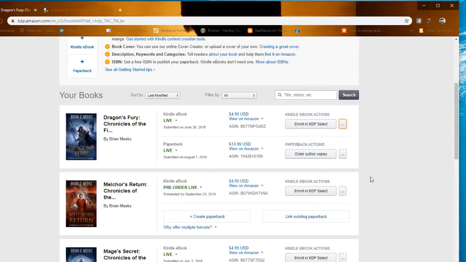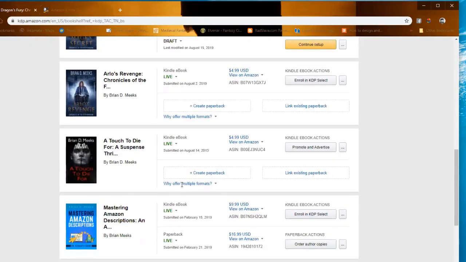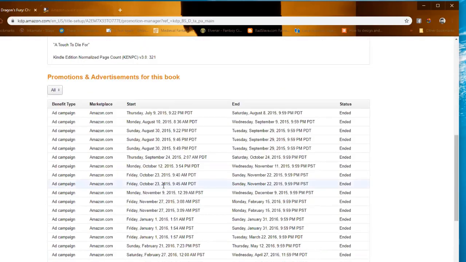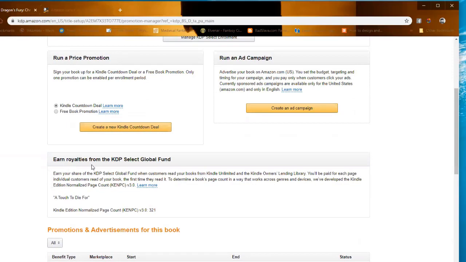Why is this? Well, this is interesting. I just made a change on that book. Promote and advertise. There we go. So you click on promote and advertise, and then when you scroll down to earn royalties from KDP Select, Global Fund. So this book is in KDP Select, so it is available in KU, and it says that A Touch to Die For is 321.